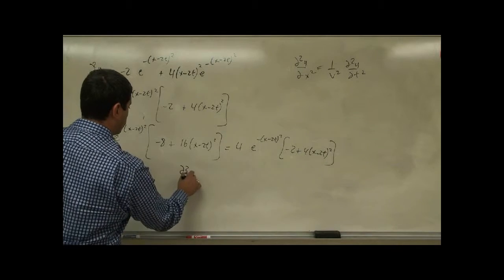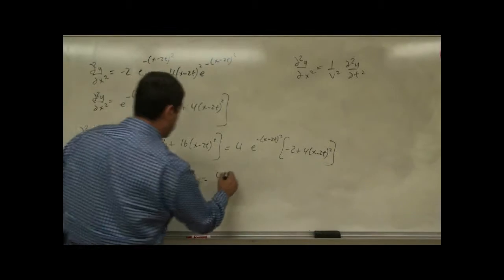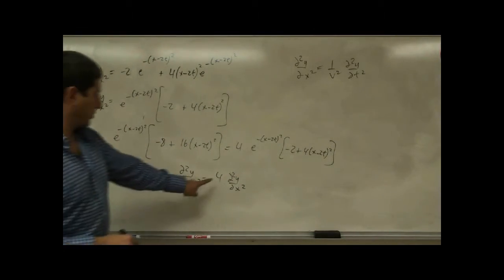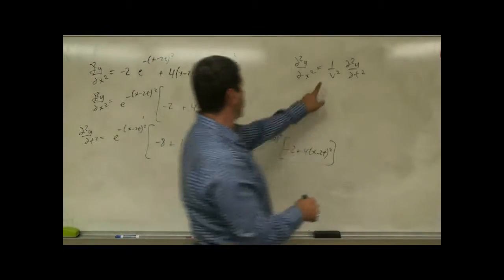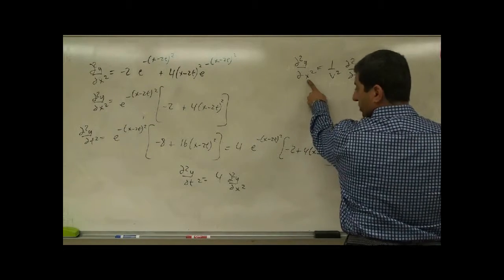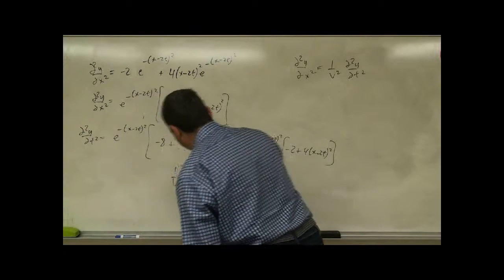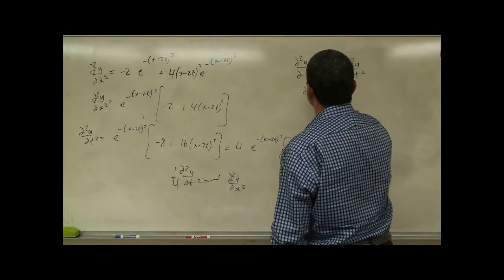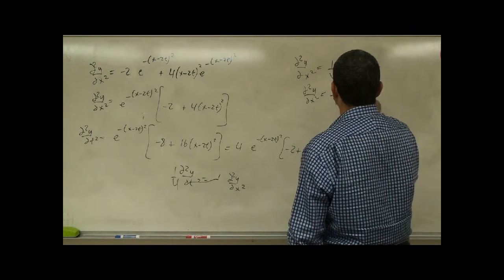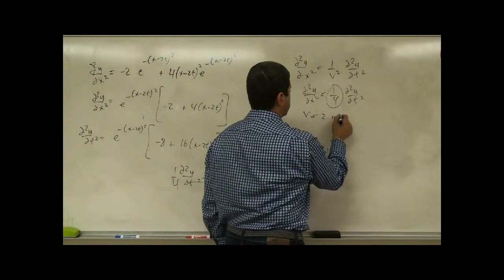So partial squared y, partial t squared, 4. This whole thing, I can write it as partial squared y, partial x squared, right? So what's the 4 then? Well, if we compare it to this, partial squared y, partial x squared, that's this one. The 4 should actually now go over here and be written as 1 over 4, right? Partial squared y, partial x squared equals 1 over 4 times partial squared y, partial t squared. So what's the velocity? Velocity is equal to 2 meters per second.